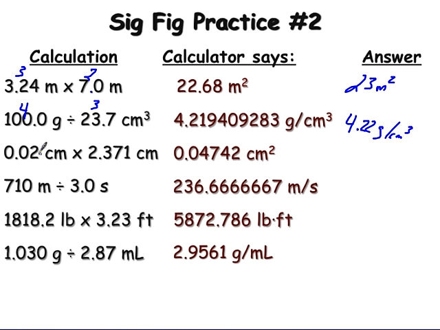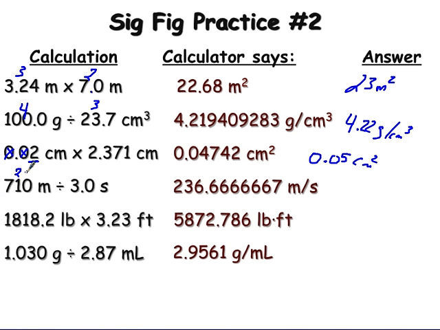Next one. Beginning zeros, leading zeros, are ignored. That means I have only 1 sig fig here. So my answer is going to have to only be 1 sig fig. So remember, leading zeros are skipped. So skip, skip, and then I need 1 sig fig. 5. Okay? So that only has 1 sig fig.